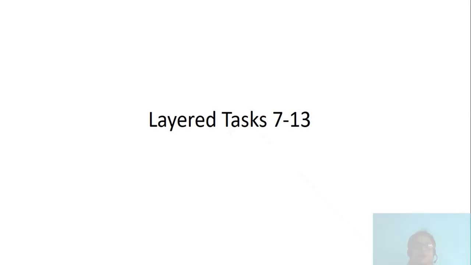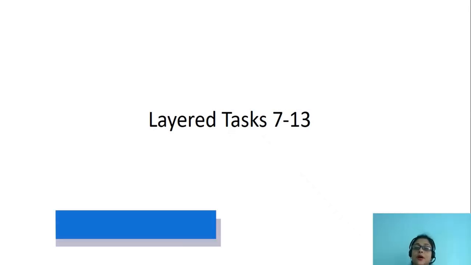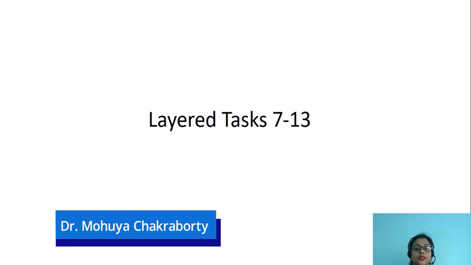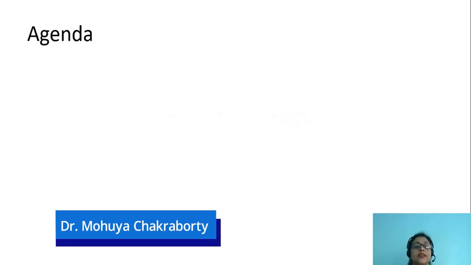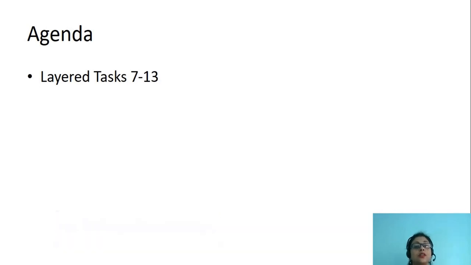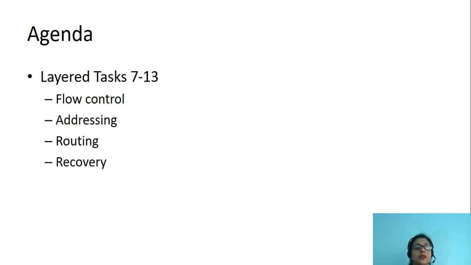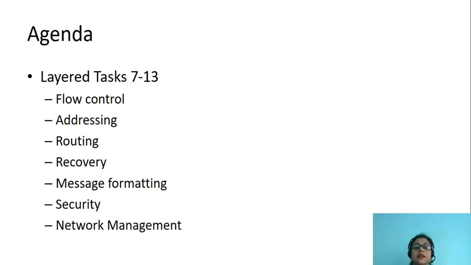Hi, welcome back. In this lesson, we are going to learn about layer tasks 7 to 13. So the agenda is learning the layer tasks 7 to 13. And what are those tasks? We will be learning about flow control, then addressing, after that routing, then recovery, after that message formatting, security, network management. So let's learn them one by one.